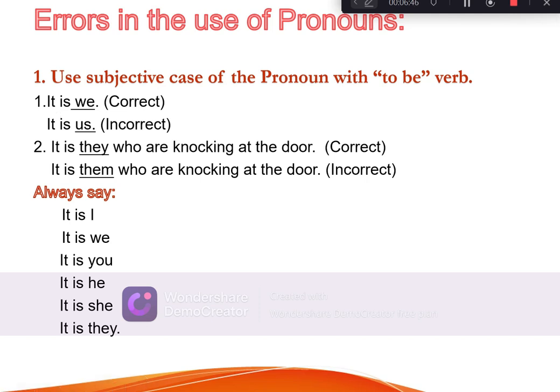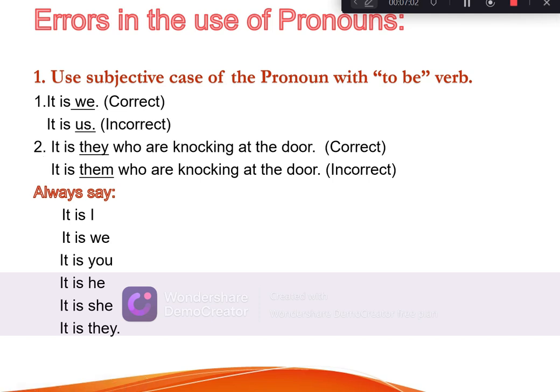In our earlier slide, we discussed the subjective case and subjective pronouns. "It is we" would be the correct structure. "It is us" would be the incorrect structure, because is a to be verb. So we always use subjective case with a to be verb.